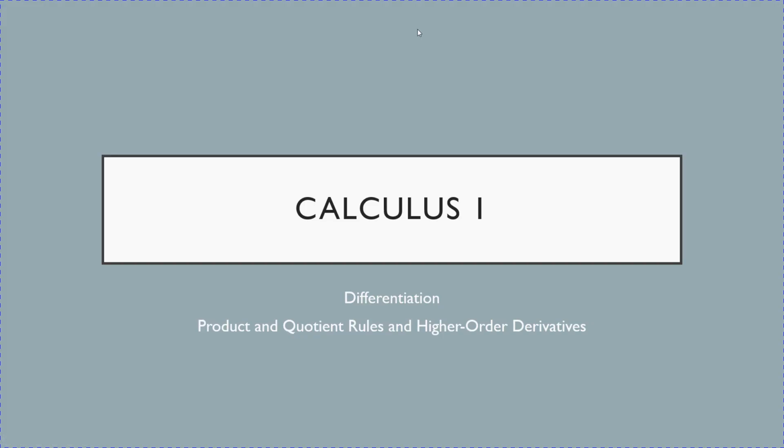Hi class, in this video we now want to talk about two new rules, something called the product rule and something called the quotient rule, and these are methods for finding the derivatives of functions. And then at the end of the lecture we're going to talk about something called higher order derivatives, which, if it helps to think about it, will be like the derivative of a derivative. And then what will the derivative of a derivative of a derivative be?